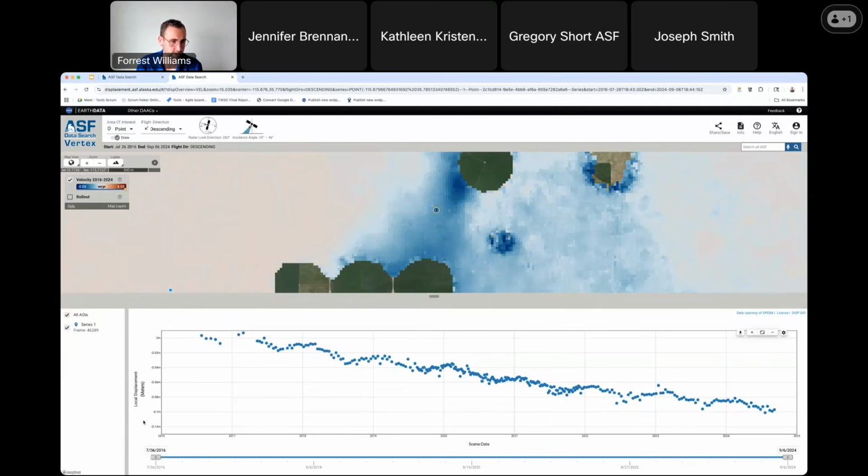Now, in the main portion of the map, we have a couple things. First, on the y-axis here, we have the local displacement as it's measured in meters. And then the x-axis here is just time, beginning in mid-2016, where the OPERA-DISP granules start for this location, and extending all the way through mid-2024 as well.